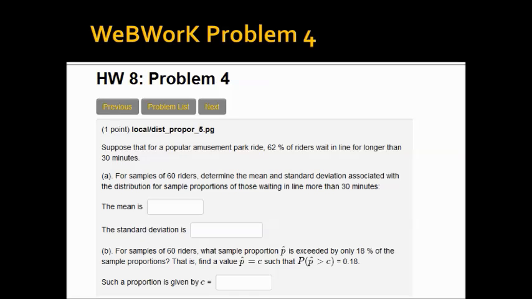Suppose 62% of the entire population of amusement park visitors wait longer than 30 minutes for their ride. Consider a sample of size 60. What's the mean and standard deviation for the distribution of sample proportions? For a sample of this size, what sample proportion, p hat, is exceeded by only 18% of the sample proportions? That is, can you find a percentage such that only 18% of the samples have a higher proportion?